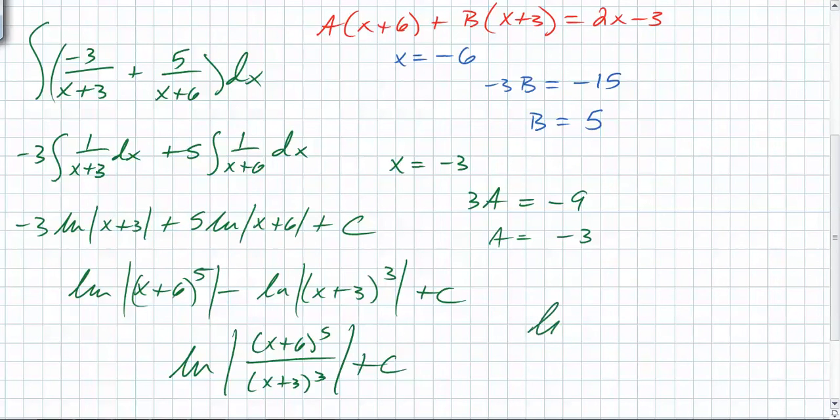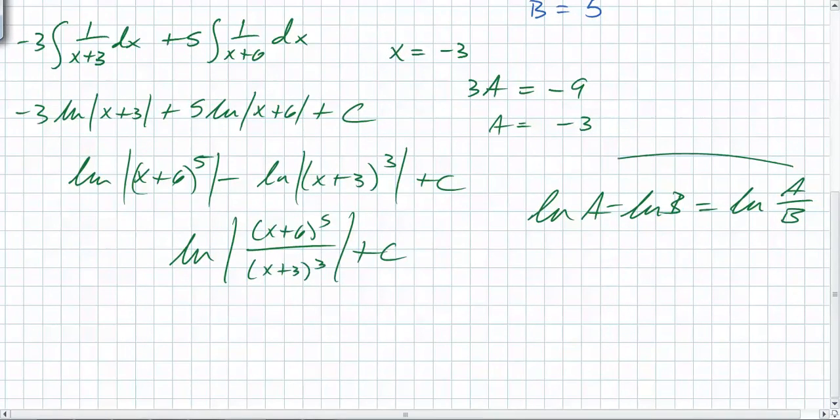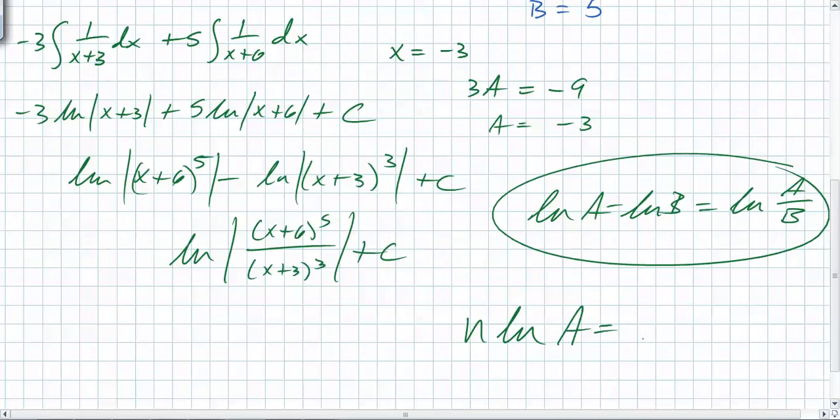Do you remember that, kids? ln a minus ln b is equal to ln of a over b. I'm telling you right now, this rule right here. You also know that n times ln of a is equal to ln of a to the n. That's just a log rule. You can do that. You also know it like this. Just go with it, okay?